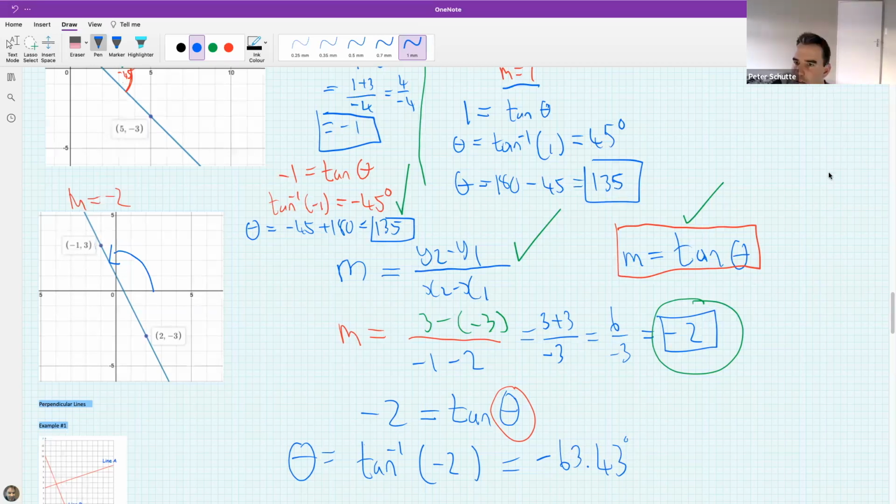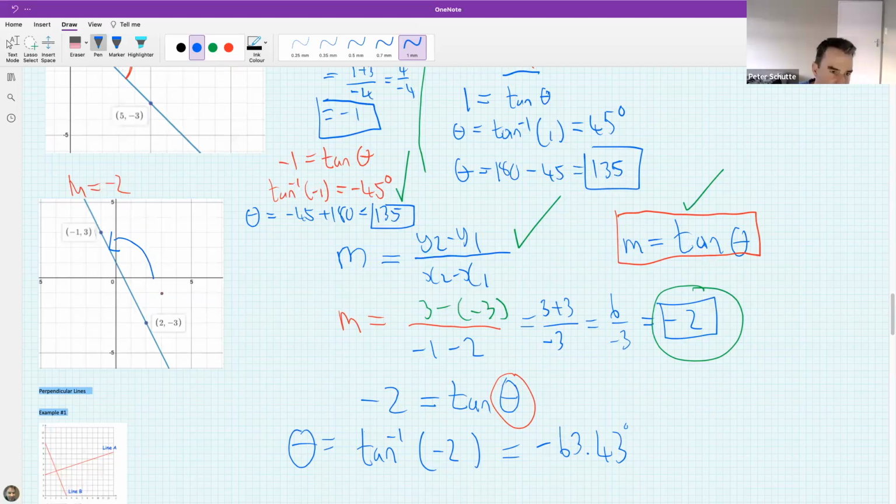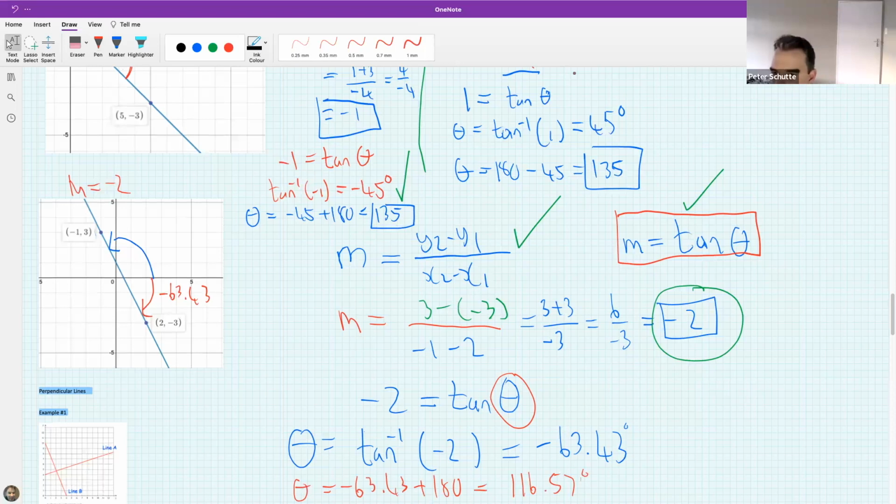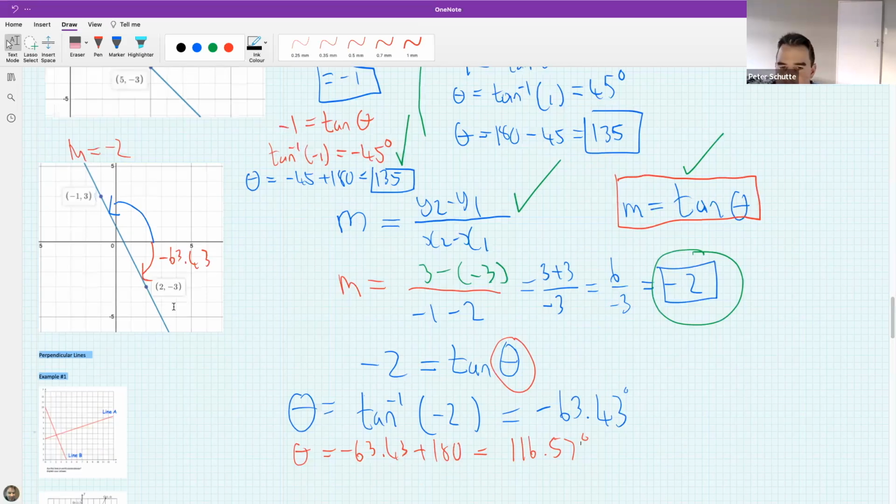Okay, we might have lost you there. No problem. So if we look at finishing this question, we've got minus 63.43, and in order to get the angle of inclination, I just need to go plus 180 and I get 116.57 degrees. And that is that. And everyone, that is pretty much it for today.